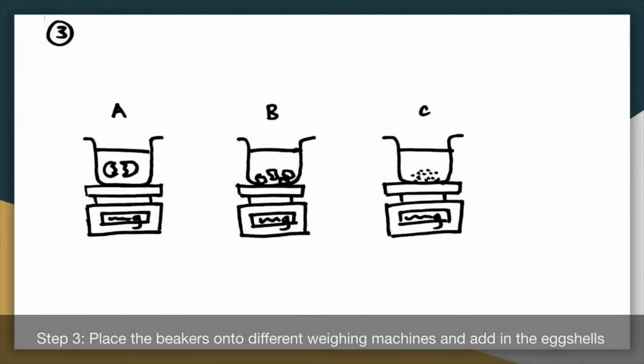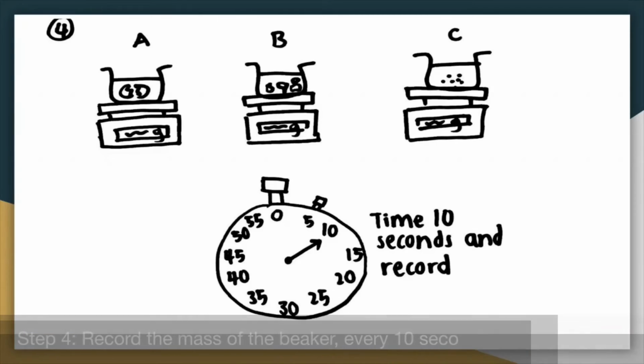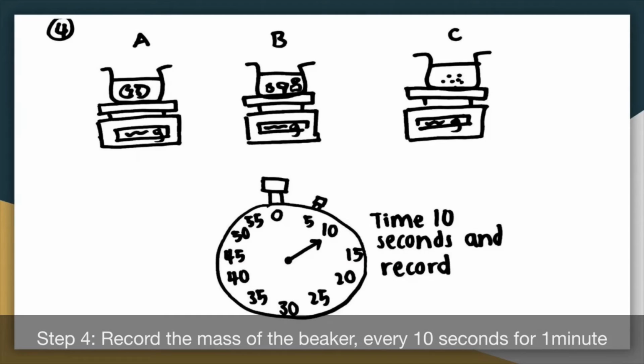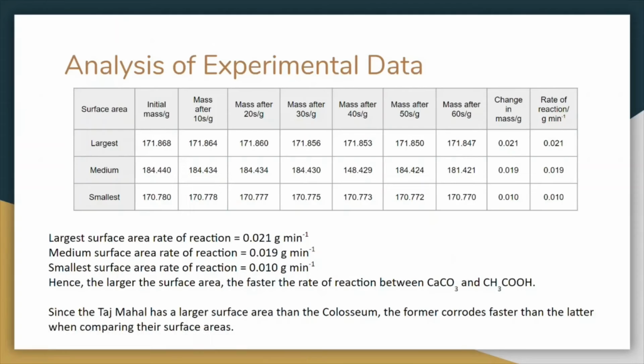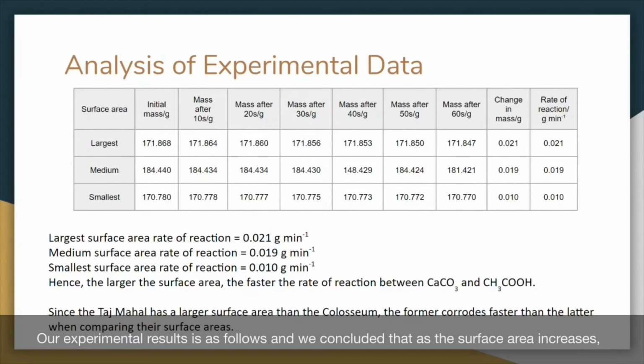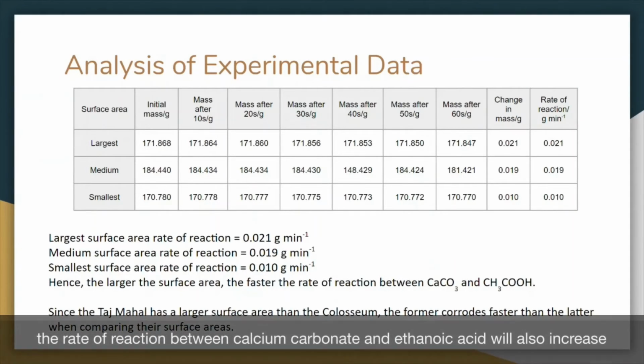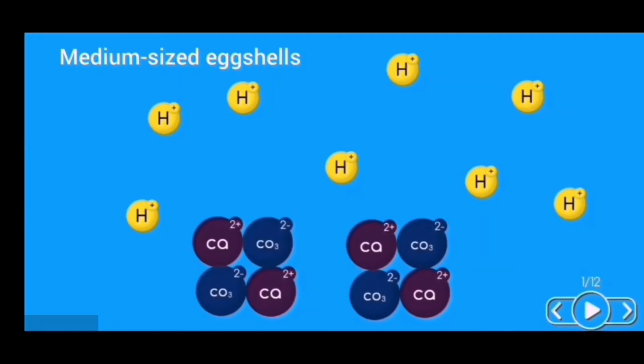Step 3. Place the beakers onto different weighing machines and add in the eggshells. Step 4. Record the mass of the beaker every 10 seconds for 1 minute. Our experimental results are as follows, and we concluded that as the surface area increases, the rate of reaction between calcium carbonate and ethanoic acid will also increase.